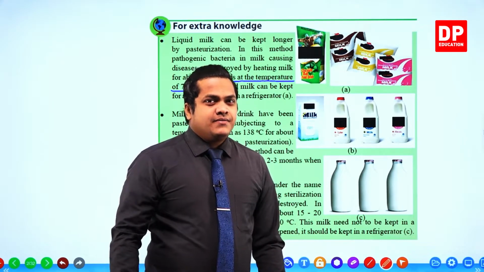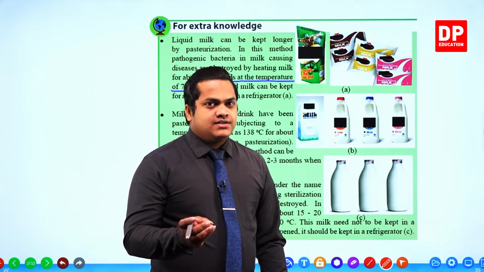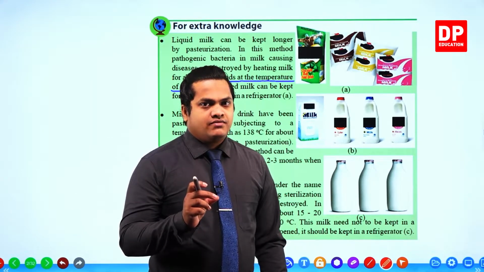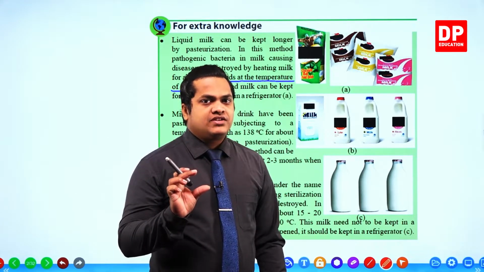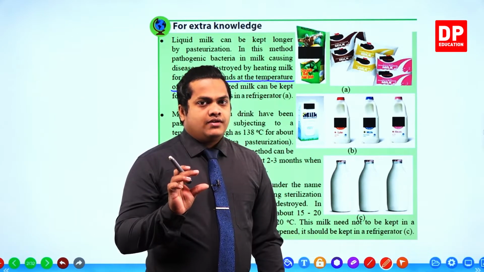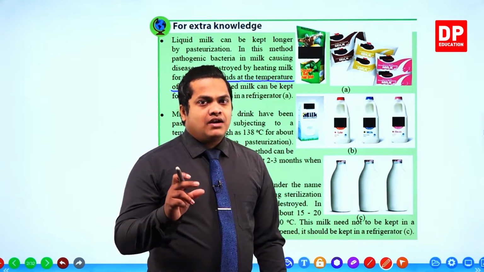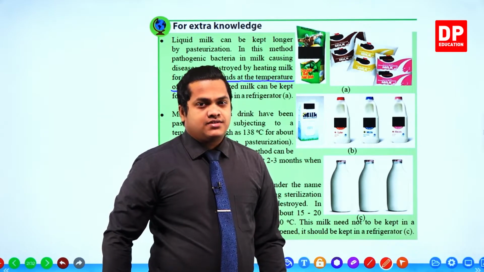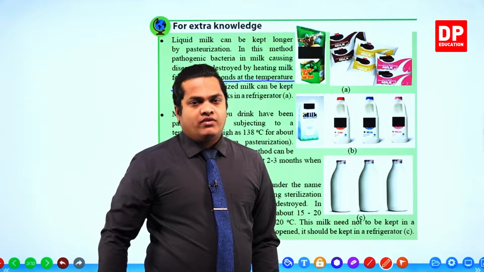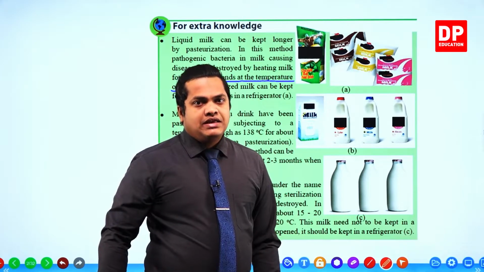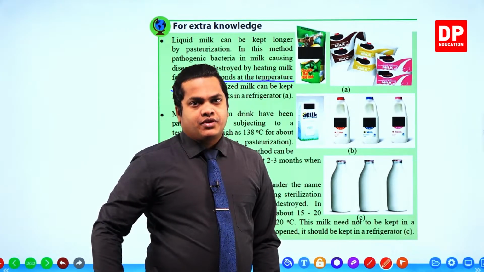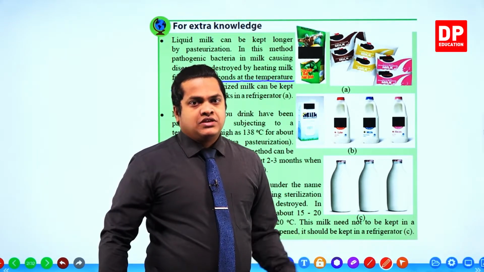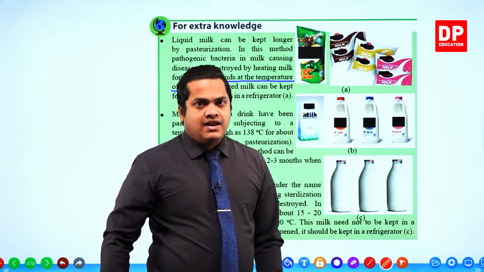Here, for about 15 seconds, we maintain the temperature at 72 degrees Celsius, right? We keep the food item at 72 degrees Celsius for about 15 seconds, a very short time period. However, the temperature is very lethal for microorganisms. You know that microorganisms grow at normal room temperature, so this is way beyond that level.